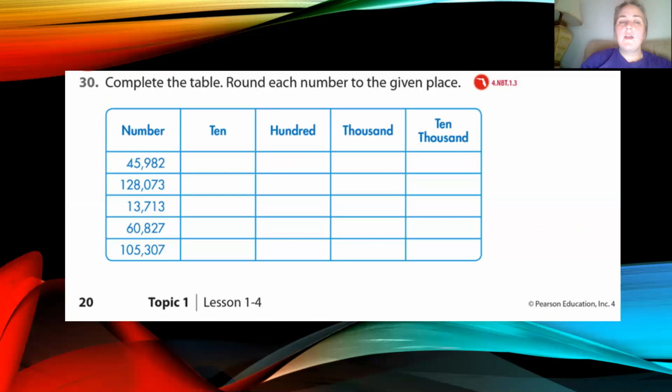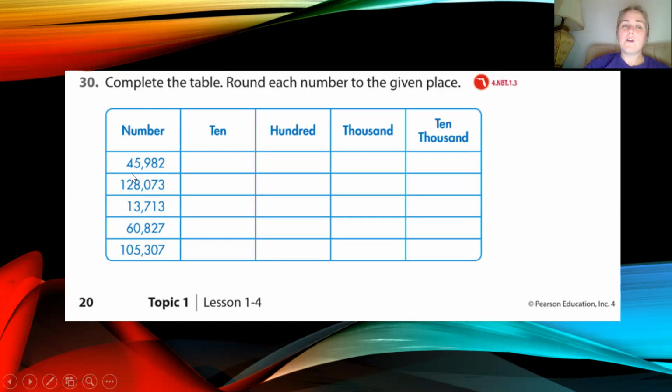If you're hybrid, you should have this sheet. If you're online, you can just look at this one. We're going to complete the table, rounding each number to the given place. I'm going to do the first one for you. The next one we're going to do together, and the last 3 numbers you're going to do on your own in your math journal.